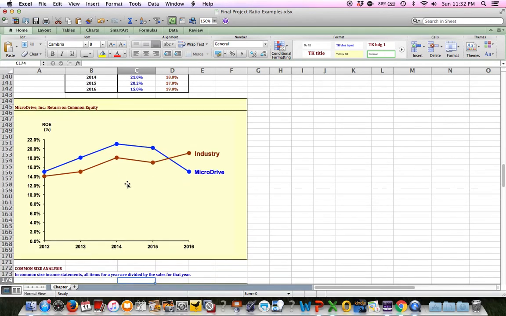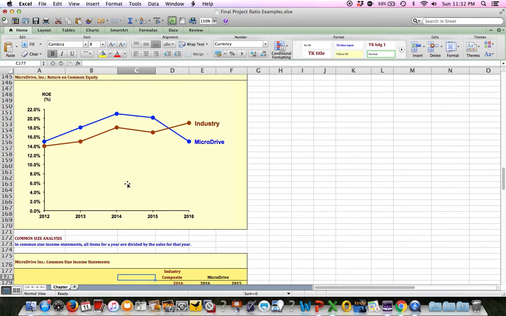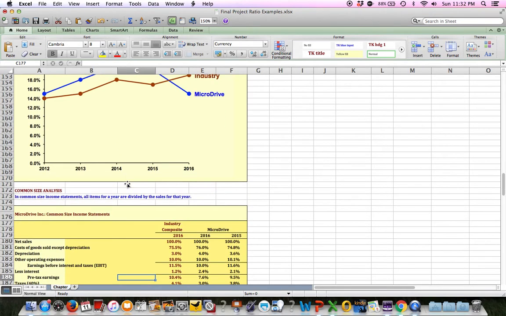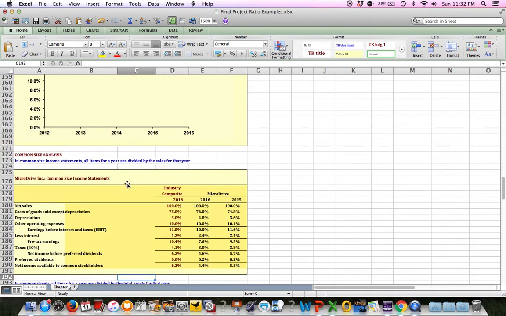They're plotting return on common equity over several years. You don't have to do that, but if you want to go crazy and do something like that, you certainly can. But no matter what you put together in terms of your ratios, the numbers, a graph, however you show them to me, I'm expecting there to be commentary to explain what the ratios mean in your own words also. So I want you to draw conclusions from your analysis.